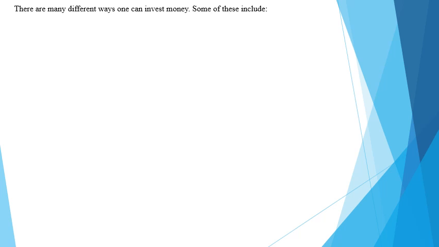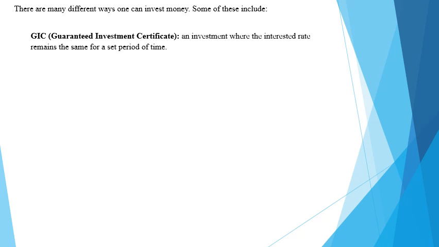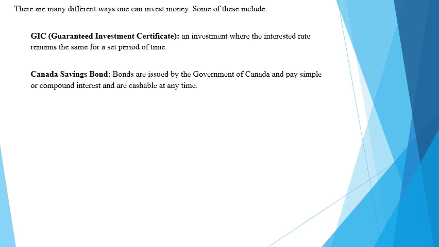Some of these include GICs, or Guaranteed Investment Certificates. It's an investment where the interest rates remain the same for a set period of time. So you invest money into certain companies, banks, businesses, and they earn a set interest rate over a period of time.